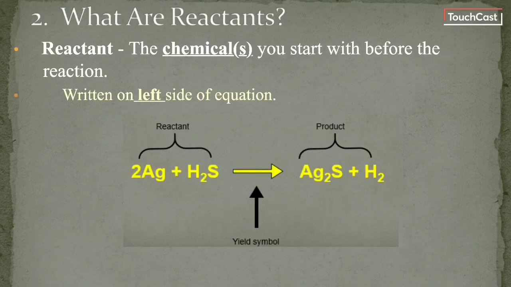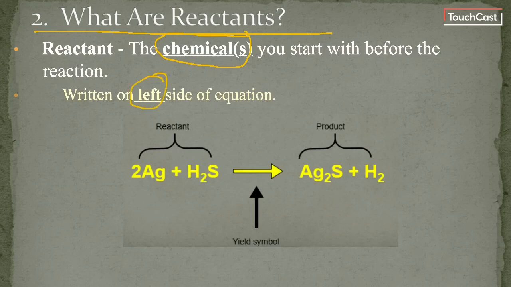Our next main idea question is, what are reactants? Okay, so the reactant is the chemicals that you start with before the reaction. And it says it's written on the left side of the equation. So that's the same example that you see from earlier. This right here, this is our reactant side. If you notice now, my equation is right. This is now a subscript. So always pay attention to that.